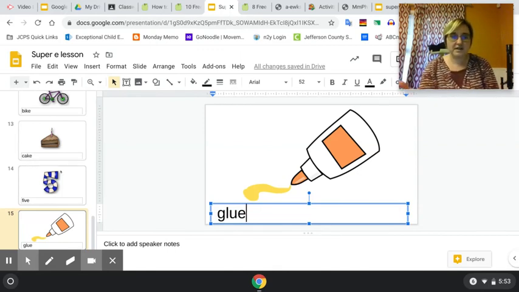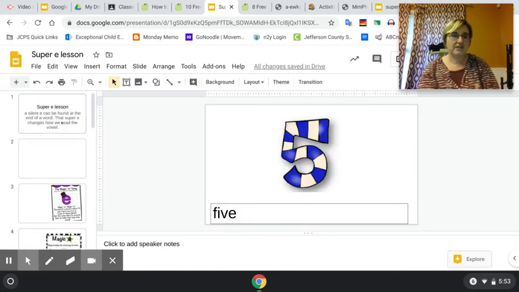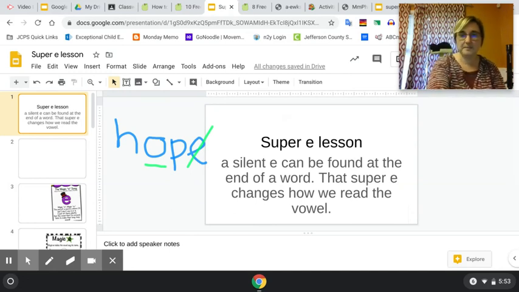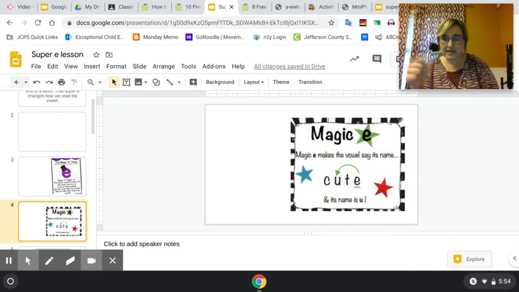So that magic E makes our vowels long. These are long vowel words, and it's changing how the vowel sounds, like in "hop." Oh, super E. It's actually hope. See that right here? So a super E, a silent E, can be found at the end of a word. That super E changes how we read the vowel. Remember that magic E, it hops over one letter and changes it to say its name. It makes it a long vowel. And again, our vowels are A, E, I, O, and U. Can you handle it? It's a lot. I think y'all are going to get it.